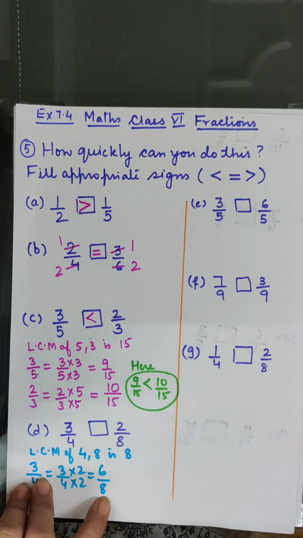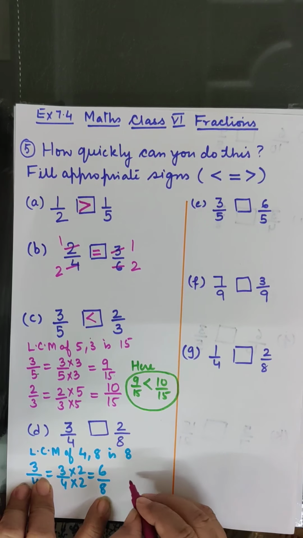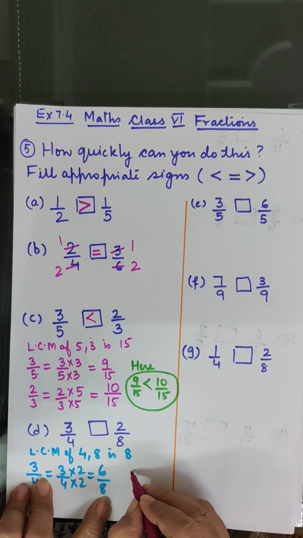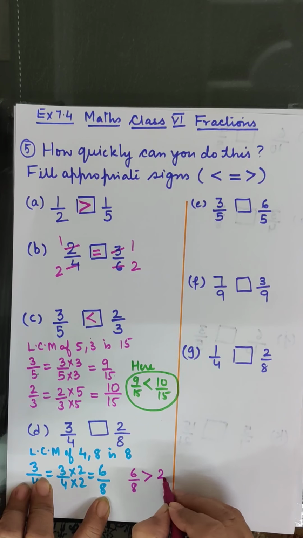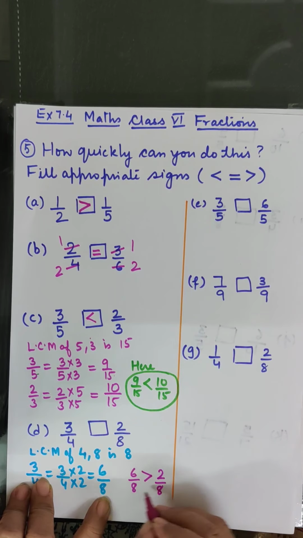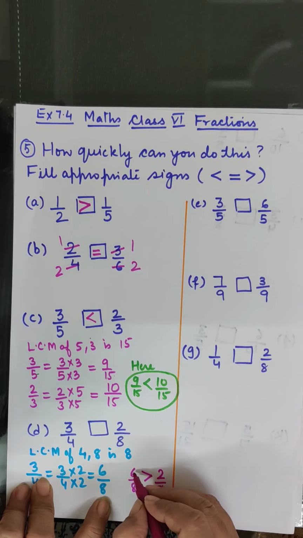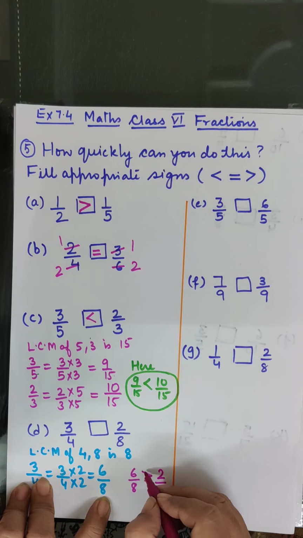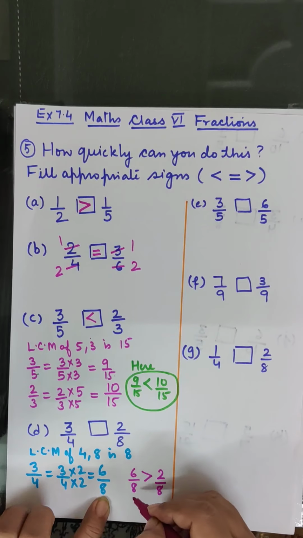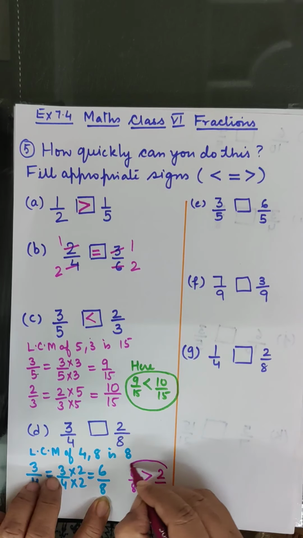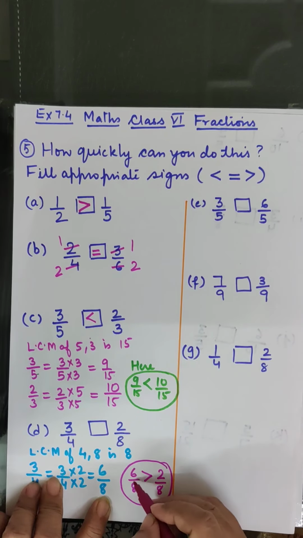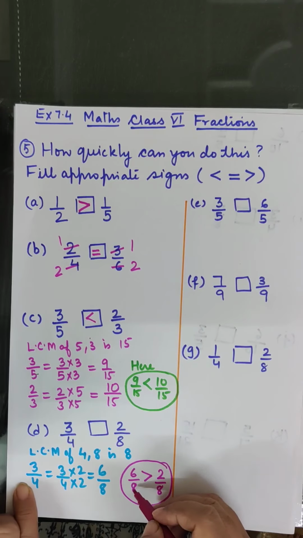So what do we see? What do we find? We find that 6 upon 8 is greater than 2 upon 8. क्योंकि denominators are same. When we compare the numerators, greater the numerator, greater is the fraction. So 6 upon 8 is bigger than 2 upon 8. Now from where did we get 6 upon 8? 3 upon 4 से.